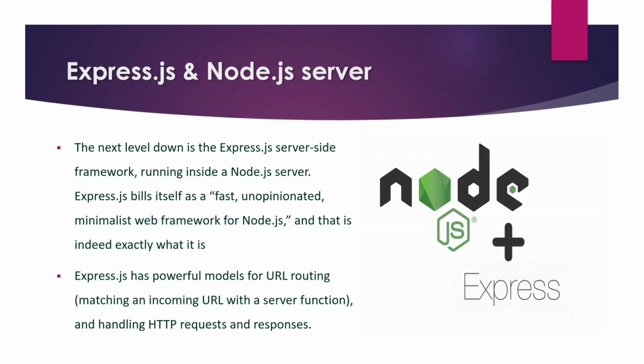Express.js is a web application framework that runs on top of Node.js. It's like a set of tools and utilities that make building web apps with Node.js easier and more organized. Express.js provides a way to handle routes, manage middleware, and handle requests and responses. It simplifies building server-side applications and APIs.